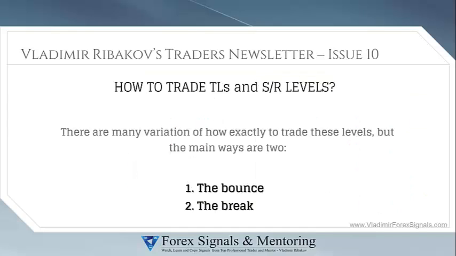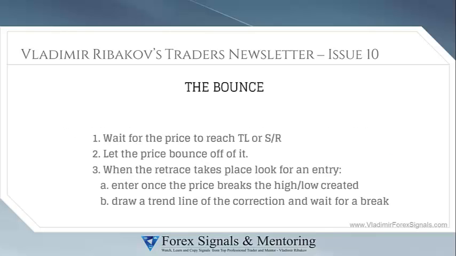So how to trade trend lines and support resistance levels? There are two ways: bounce and break. So the bounce, wait for the price to reach trend line or support resistance. Let the price bounce off it. When the retrace takes place, look for an entry. A. Enter once the price breaks the high-low created. B. Draw a trend line of the correction and wait for a break. Sounds complicated? Not at all.